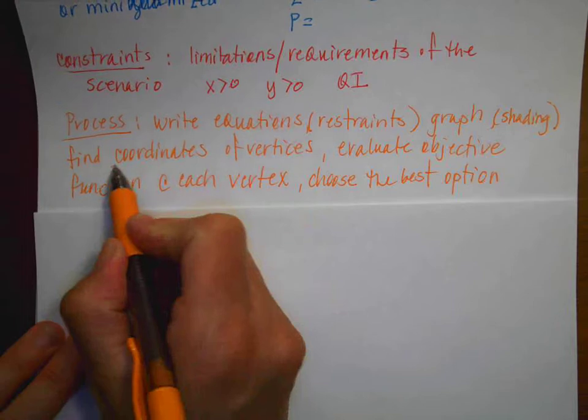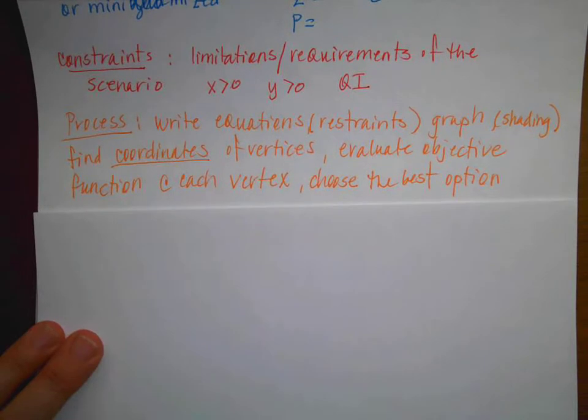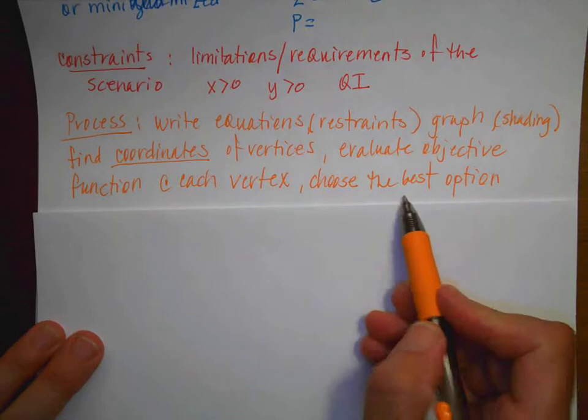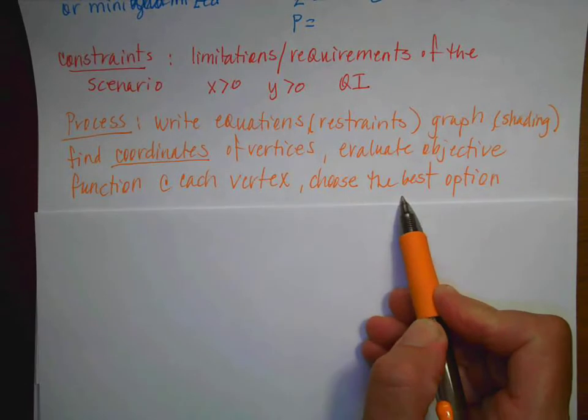We're going to find coordinates of the vertices, and I'll show you how to do that in your grapher. Then we're going to evaluate our objective function at each of these vertices, and then we're going to choose the best option, whether I'm maximizing or minimizing.